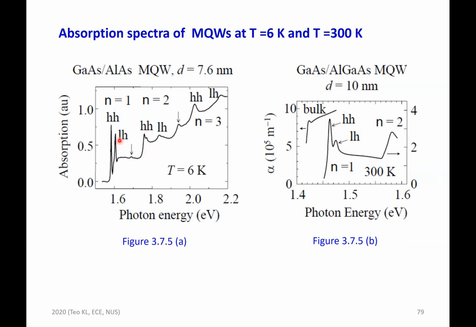You can see that for n equals 1, the heavy hole and light hole can be split. For n equals 2, the heavy hole and light hole also can be split. And for n equals 3, the heavy hole and light hole can be split. Similarly, heavy hole and light hole can be split for a thickness of 10 nanometer, and then for this n equals 2, we may not be able to resolve.